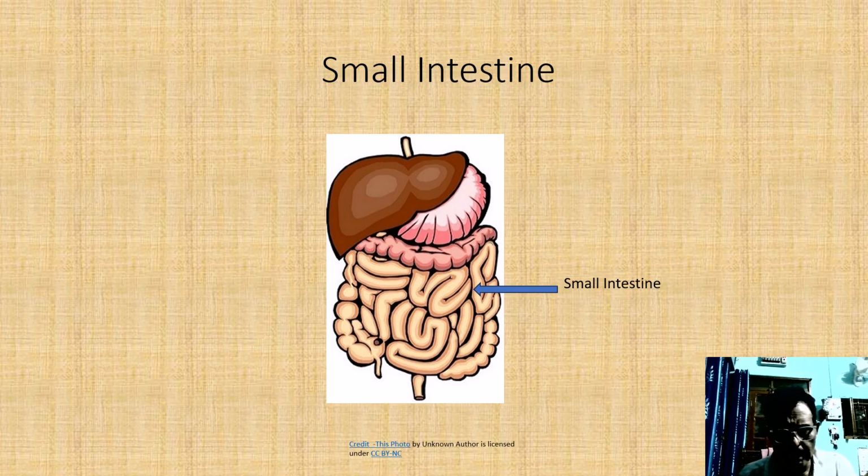This is the location. You see the liver, stomach, large intestine, and the small intestine. These are parts of the large intestine. This is the ascending colon. This is the descending colon. This is the transverse colon. This is the position of the small intestine.